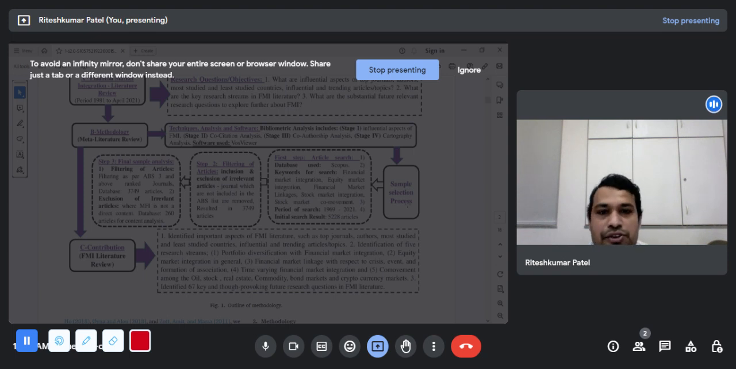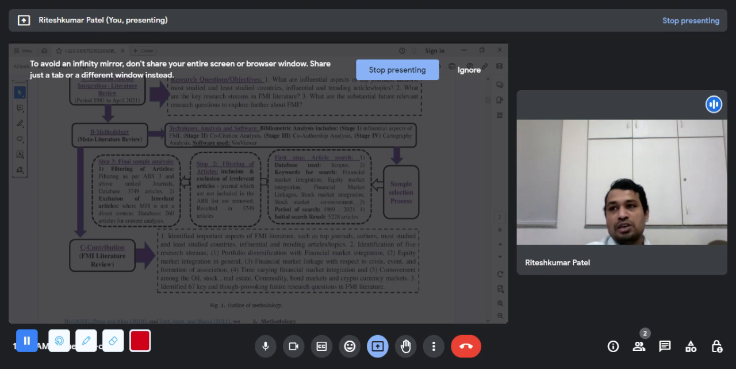Under the sample selection process, the first step is the article search. I have used the Scopus database. In order to perform a bibliometric analysis, you need a certain database, which can be either Scopus, Web of Science, or maybe Google Scholar. The keywords that we have used are very important. Here you can see we have used the words financial market integration, equity market integration, financial market linkages, stock market integration, and stock market co-movement.